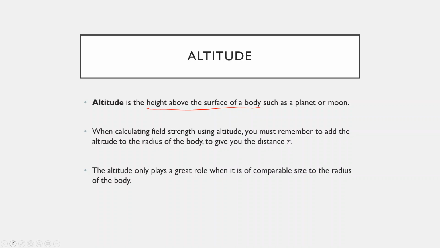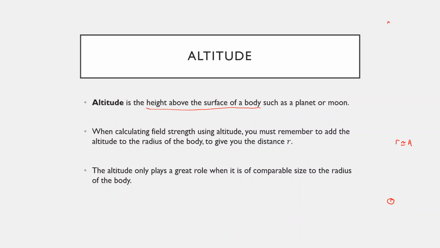Now, consider this. Look at the last dot point. The altitude only plays a great role when it's of comparable size to the radius of the body. So let's say I've got a planet and I zoom out. That's the Earth, but I've just zoomed out a lot. Now let's talk about a point in space all the way up here. What you should notice is that the difference between r, little r, which is the distance from that point to the center of mass of this object, is pretty much equal to the altitude of that object. Because the only difference is this little bit here, the radius of the mass.